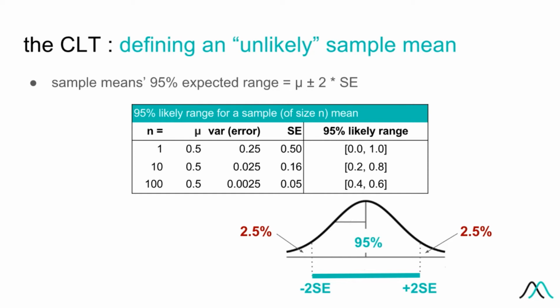So if you got something like 39 or less, or 61 or more, you have reason, under this definition of unlikely, to think that this coin is giving an unusual result. It's giving a result from one of the 2.5% tails.